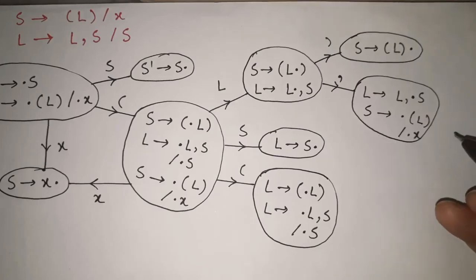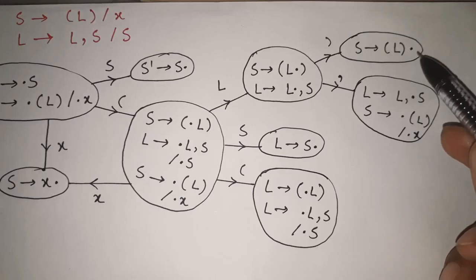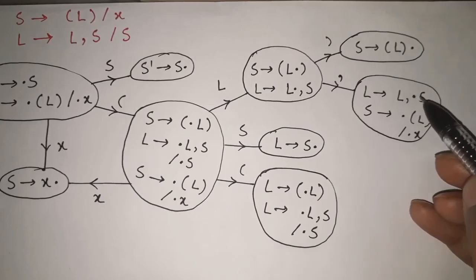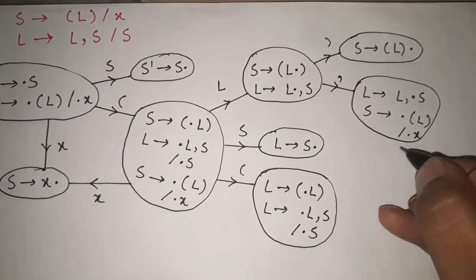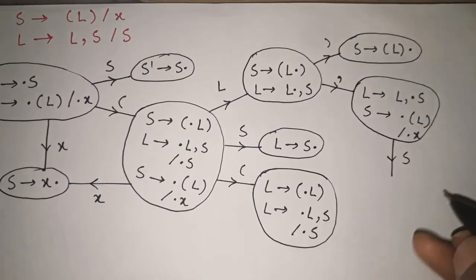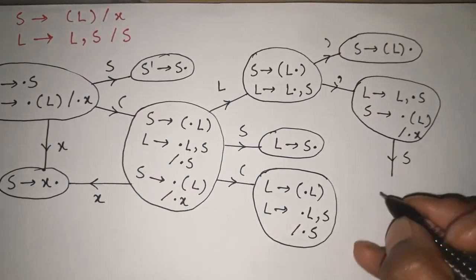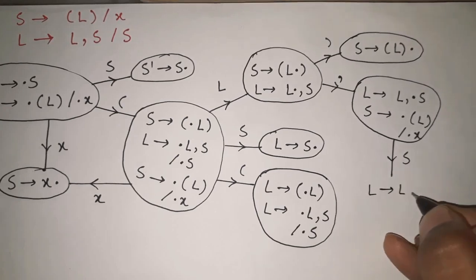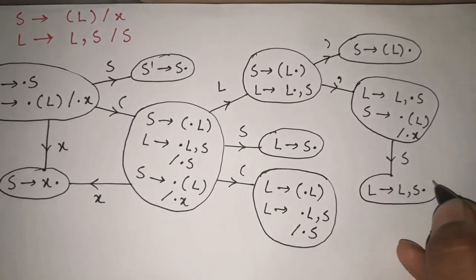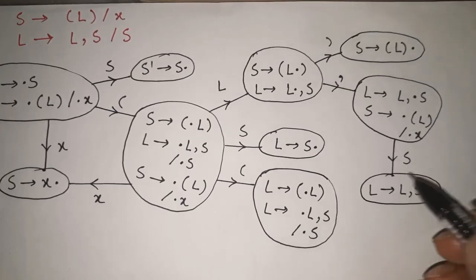Okay. Now here dot is at the end. We don't need to proceed it further. But yes, here we have to proceed. Here after dot I am having capital S. So we will be having one new state for parsing capital S. So I will get what? L gives L comma S dot. So here again I got dot at the end. No need to expand it further.